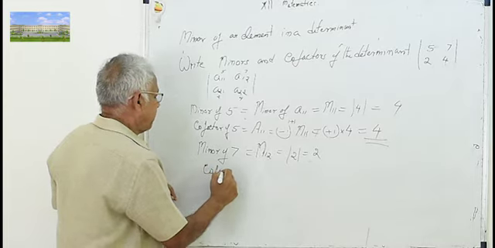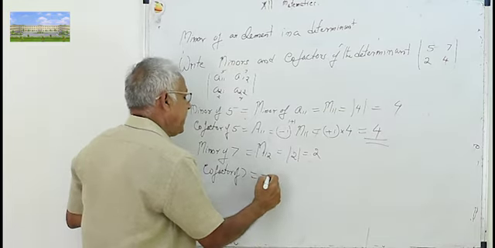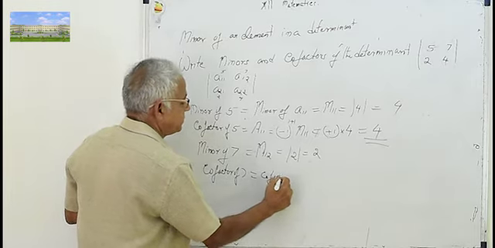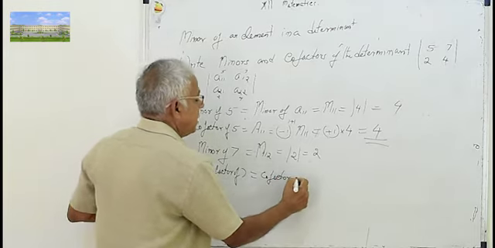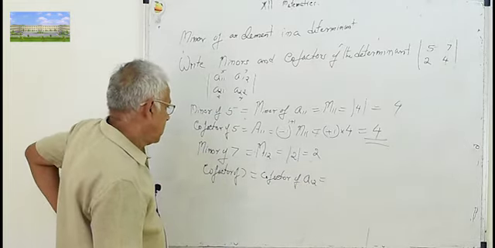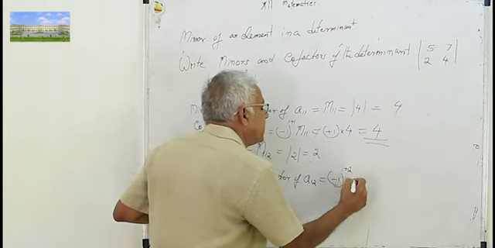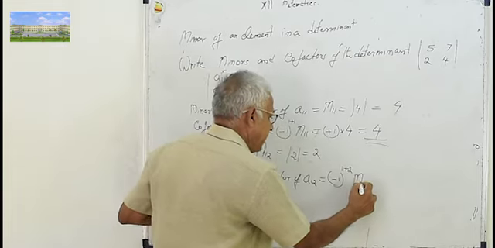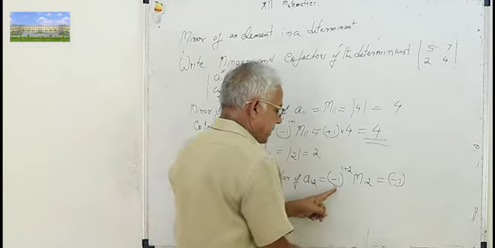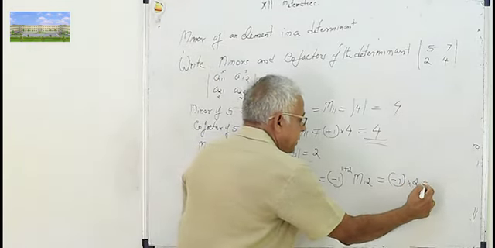Cofactor of 7 is equal to signed minor. Cofactor of 7 is equal to cofactor of A12. The sign is minus 1 raised to 1 plus 2, negative, into M12. This is negative 1, minus 1 raised to 1 plus 2 is negative 1, into the minor value 2, is equal to minus 2.